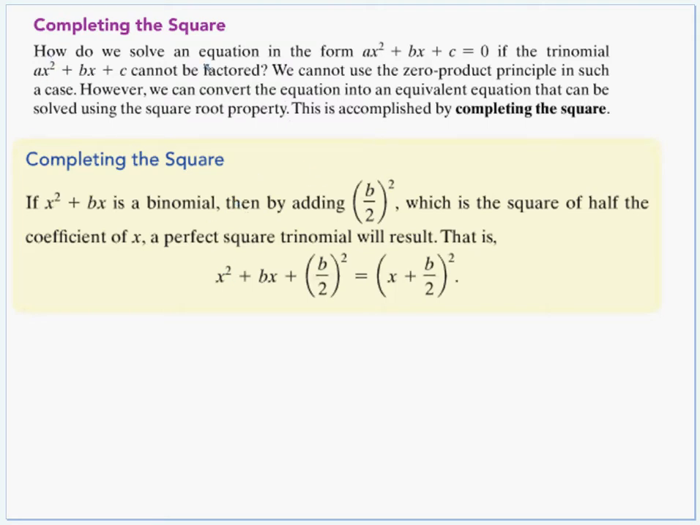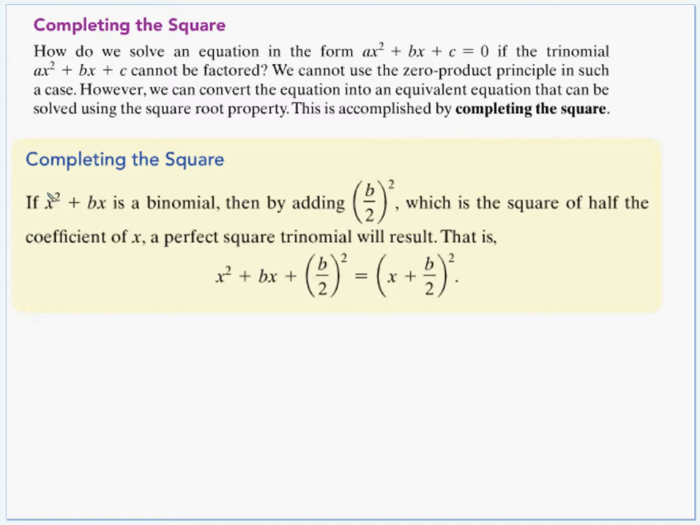And the book says here, how do we solve an equation in this form? A times x squared plus b times x plus or minus some constant c equal to 0. If the trinomial ax squared plus bx plus c cannot be factored by all the other methods that we've seen in the other videos, what if we run into one that we cannot factor by those methods? We cannot use the zero product principle in such a case. However, we can convert the equation into an equivalent equation that can be solved using the square root property, where we isolate the squared term and root both sides. This is accomplished by completing the square.